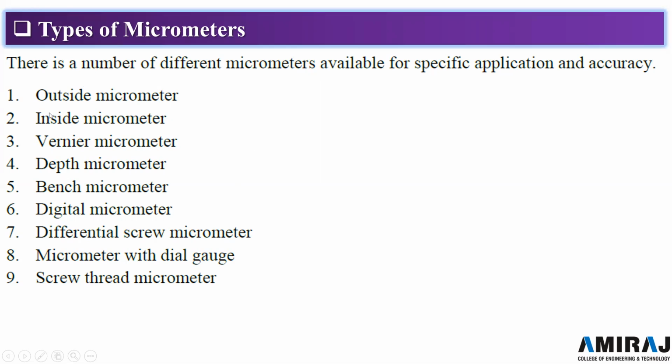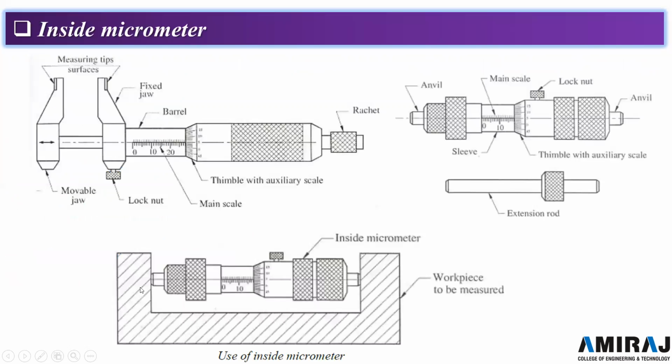Okay, so basically the vernier micrometer includes the outside or inside, it can be any of this. Similarly the digital micrometer can also be the outside, inside, vernier or depth micrometer. Now let us see the first one, the outside micrometer we have seen. Now let us see first with the inside micrometer.